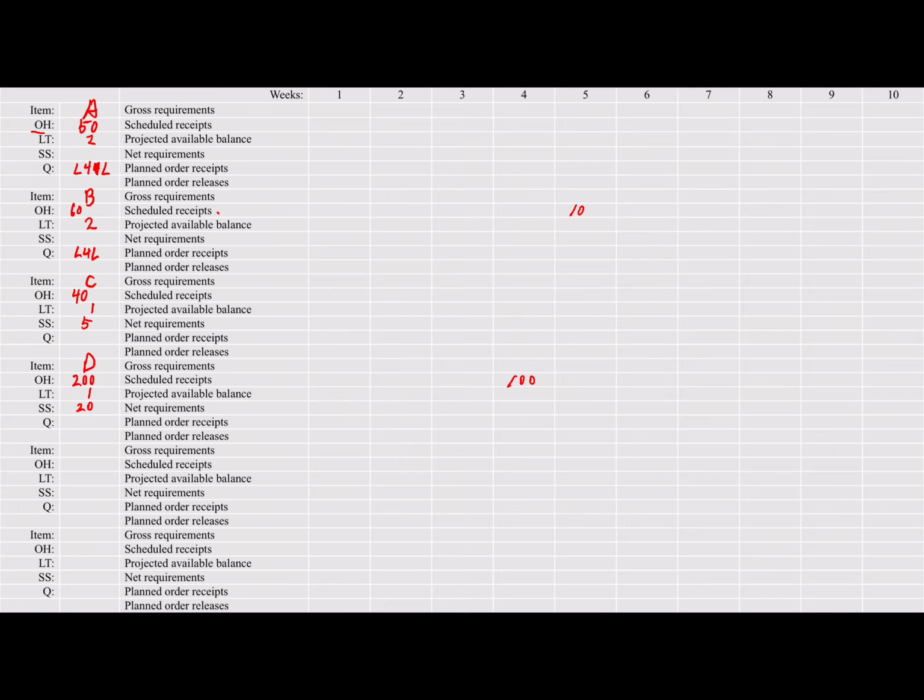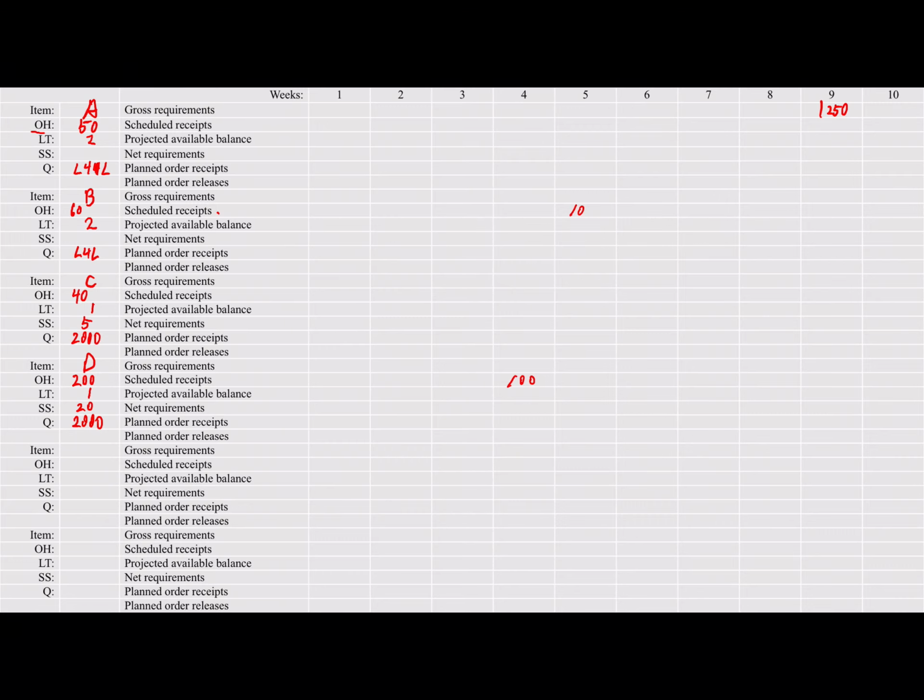And for C and D, order quantity is 2,000 and 5,000. For C, 2,000. And D is 5,000. Okay? And next, in week 9, we need 1,250 units of part A. So part A, week 9, gross requirement is 1,250. We need to write it down here. And 470 units of part B.